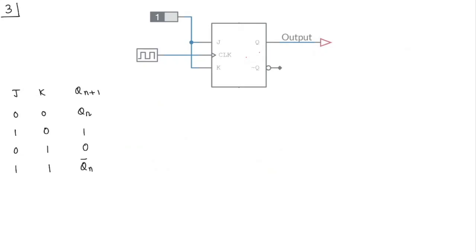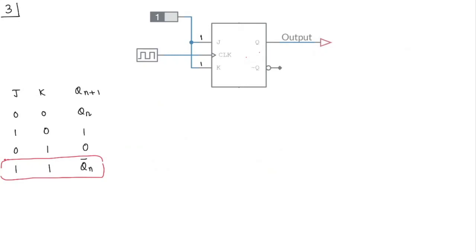Okay. Now what we have is J equal to 1 and K equal to 1. We have fixed both of those, which means that we will be only operating in this particular stage and nothing else, right? So what we are going to have is when the clock comes, your output is going to invert. Otherwise the output is just going to remain the same.